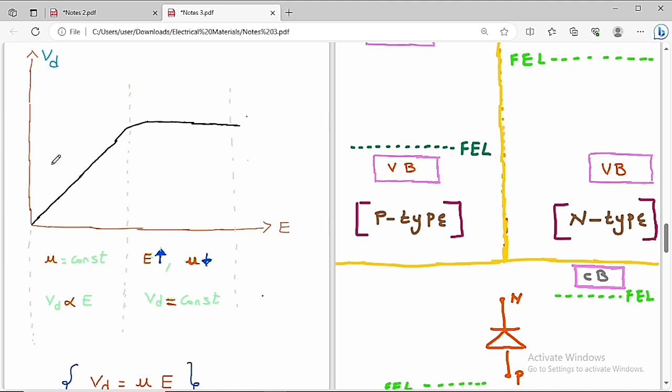Here Vd and E are directly proportional. So what is the meaning of this? Mu is constant, so mu is equal to constant. Therefore Vd is directly proportional to E.